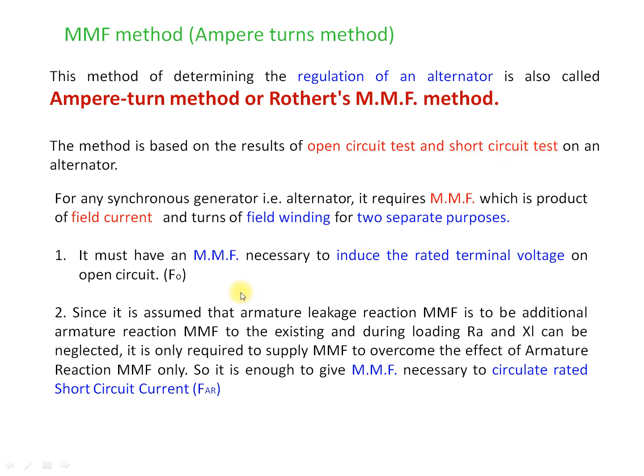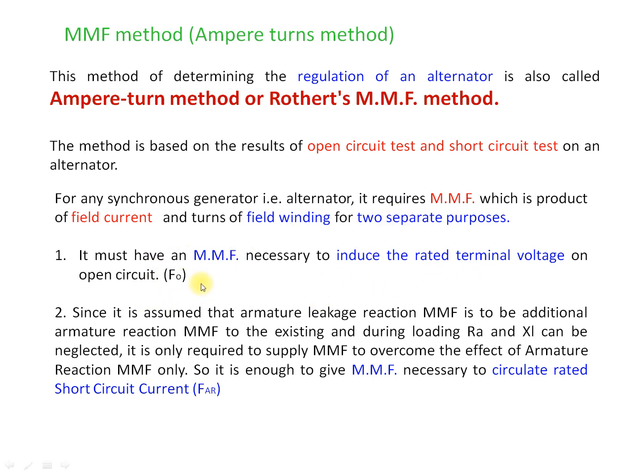But the thing which we are going to see is, we must have the MMF which is corresponding to the rated terminal voltage on the open circuit test. So first we need to find out the particular field current where the terminal voltage is going to be the rated one. So we need to find out the value of the field current for which the rated terminal voltage will be generated. So that is going to be given as F naught.